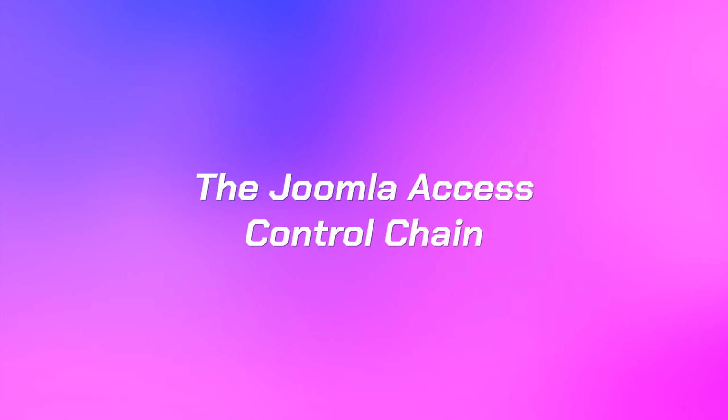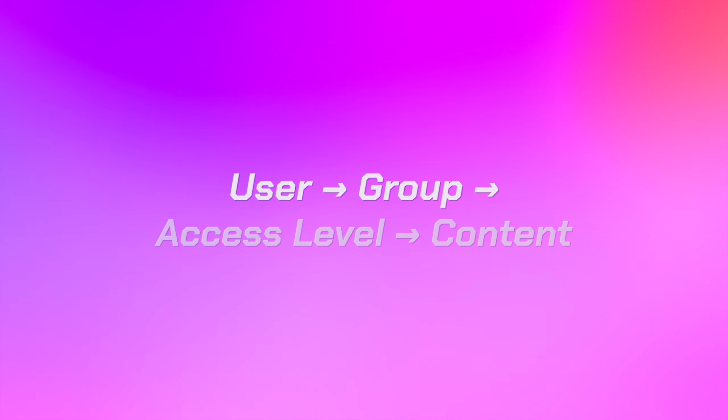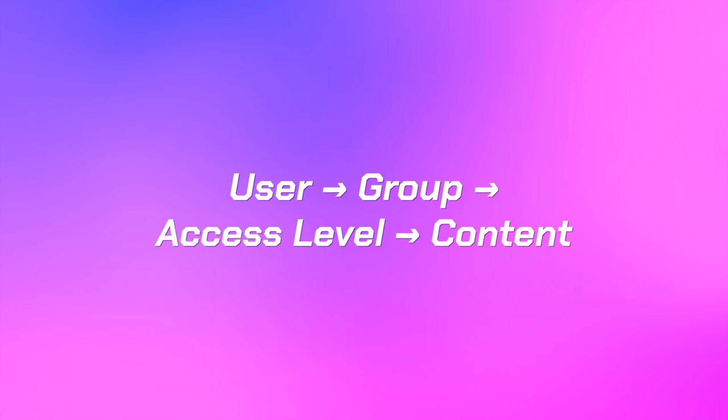To summarize, we've covered the core components of Joomla's user management as they relate to content visibility. Users belong to user groups. User groups are linked to access levels. Content, like articles and menu items, are assigned to access levels. So this chain, user, group, access level, content, is the mechanism that controls who can see what on your site.